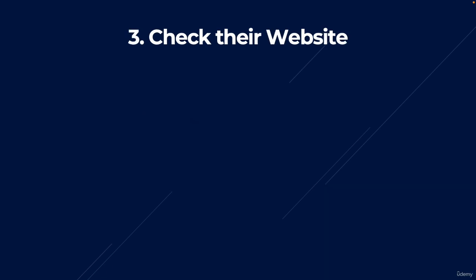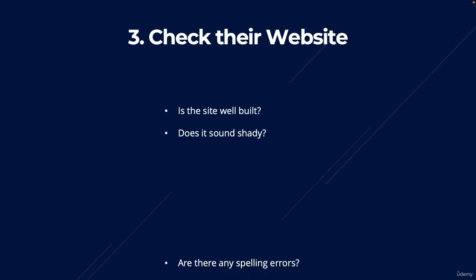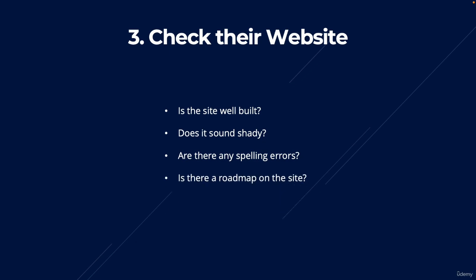The third thing to take a look out for is going to be the website. You want to check if it's well built. Does what they're saying on the website sound shady? Are there any spelling errors? Is there a roadmap on the website? All of these things are crucial. All of these NFT projects should be well planned out. So if you're going onto the website and you're seeing lots of basic spelling errors, that is not a good sign and something you probably do not want to be getting involved in.